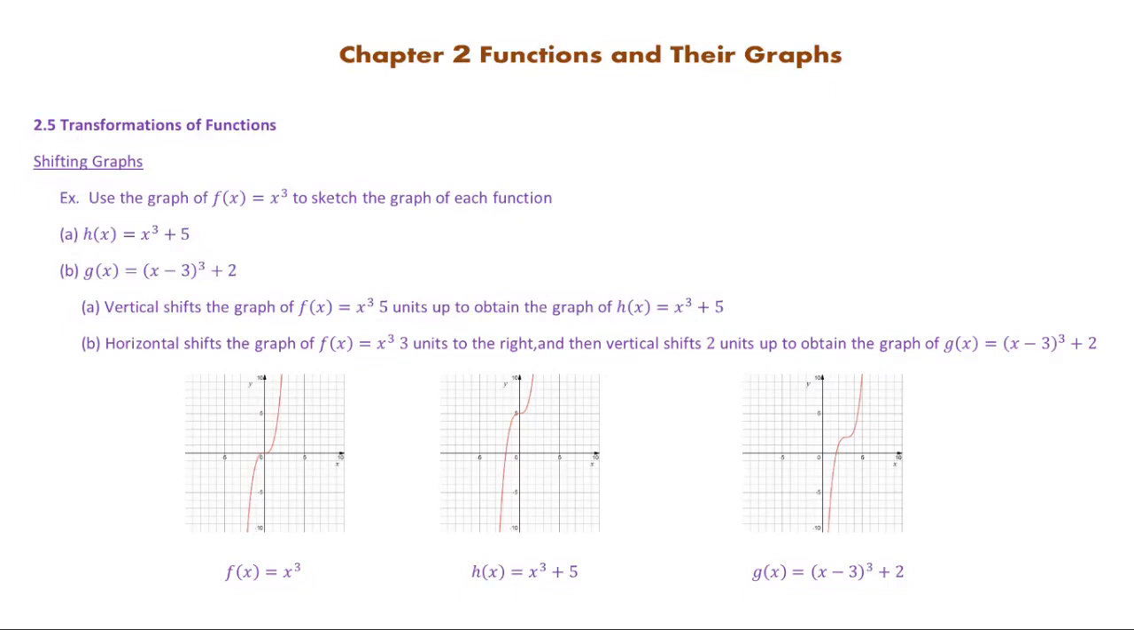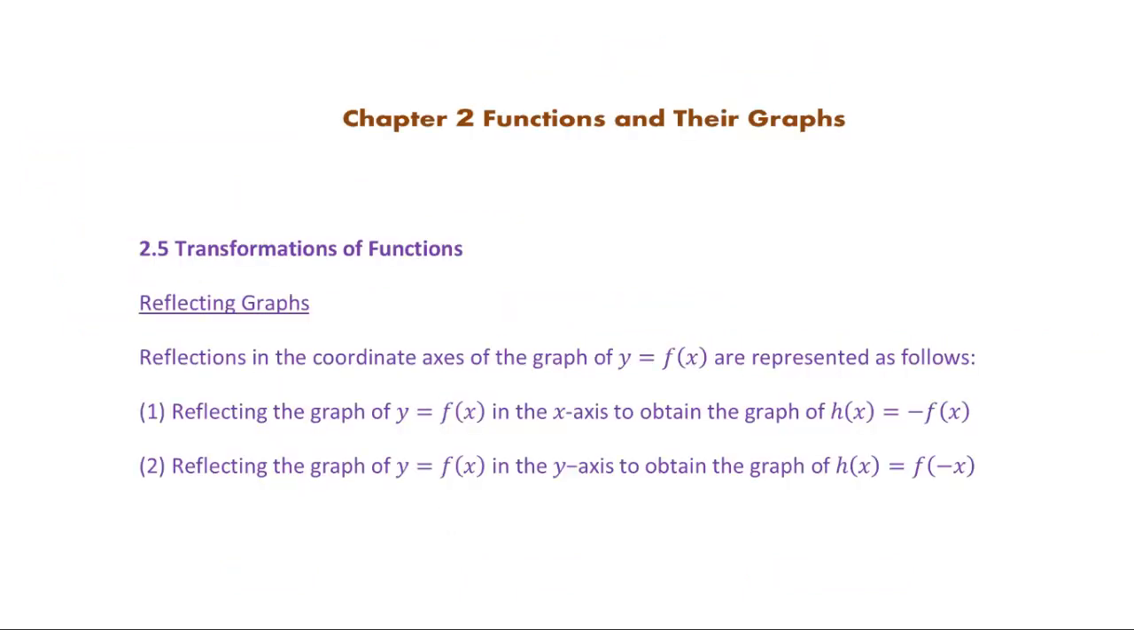Okay, so that's shifting. The next thing is called reflecting graphs. You can reflect the curve of one function and get another function. So how can you write down the expression of the second function given the first function?